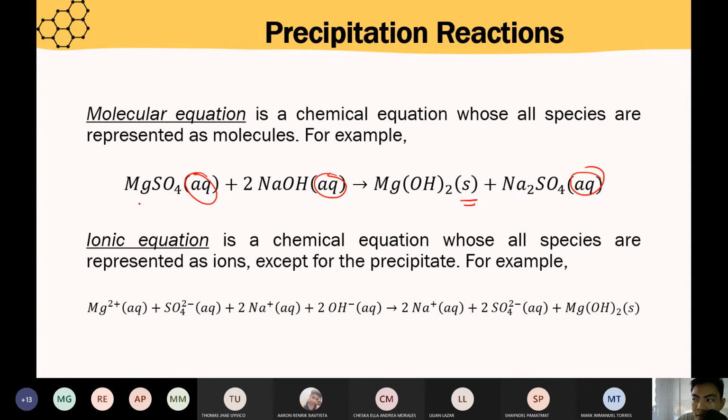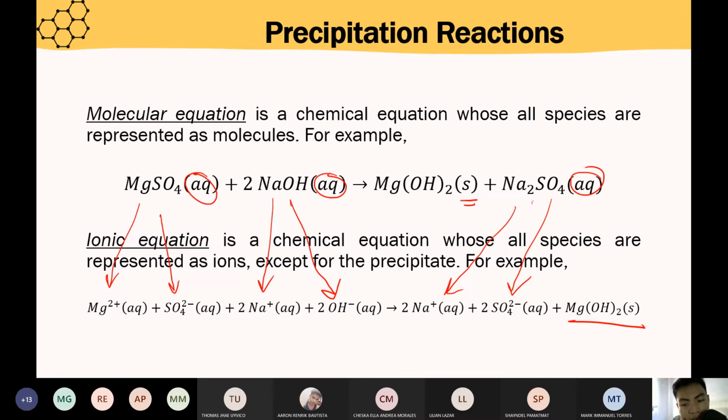So, magnesium sulfate, ano magagawa mo dyan? Mg, SO4. Sodium hydroxide, ano magagawa mo dyan? Sodium hydroxide. Yung magnesium hydroxide, since solid yan, you just copy it. Wala kang gagawin. Then, sodium sulfate, sodium and sulfate. Okay? So, yan. Again, if solid yan, you're not going to do anything about it. You just copy it. But for aqueous species, you separate them again into ions. Pag-iwalayin mo uli sila. Why? Kasi, makikita mo dito that when you separate them into ions, you can cancel out similar terms.